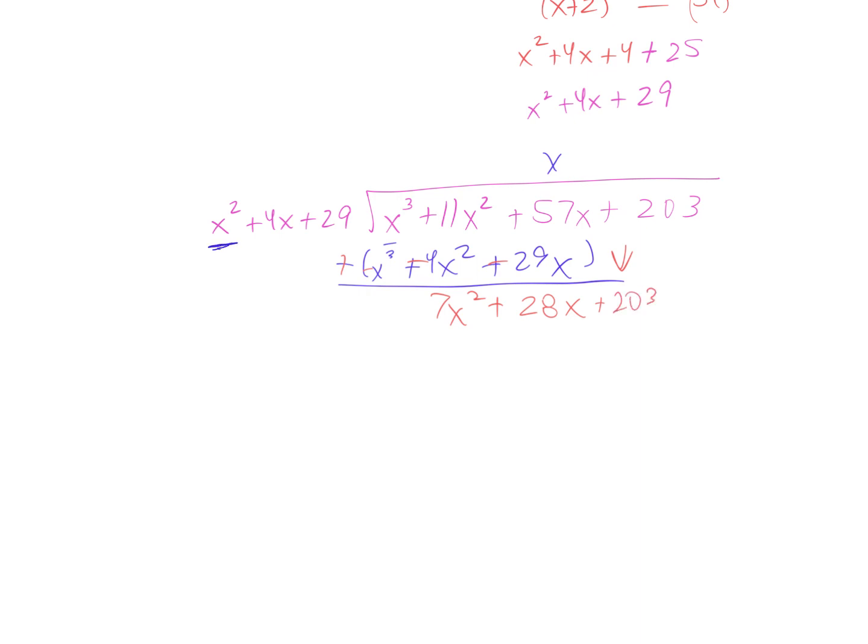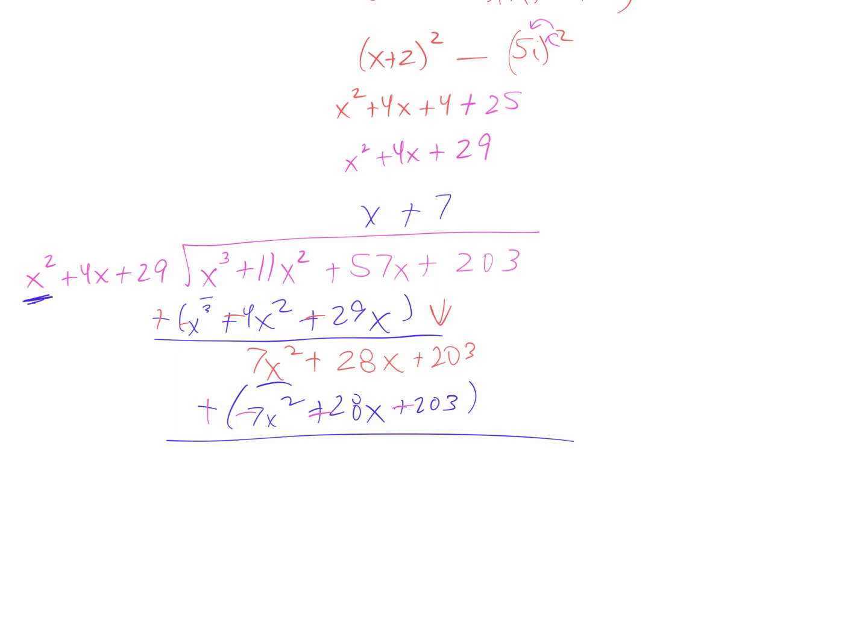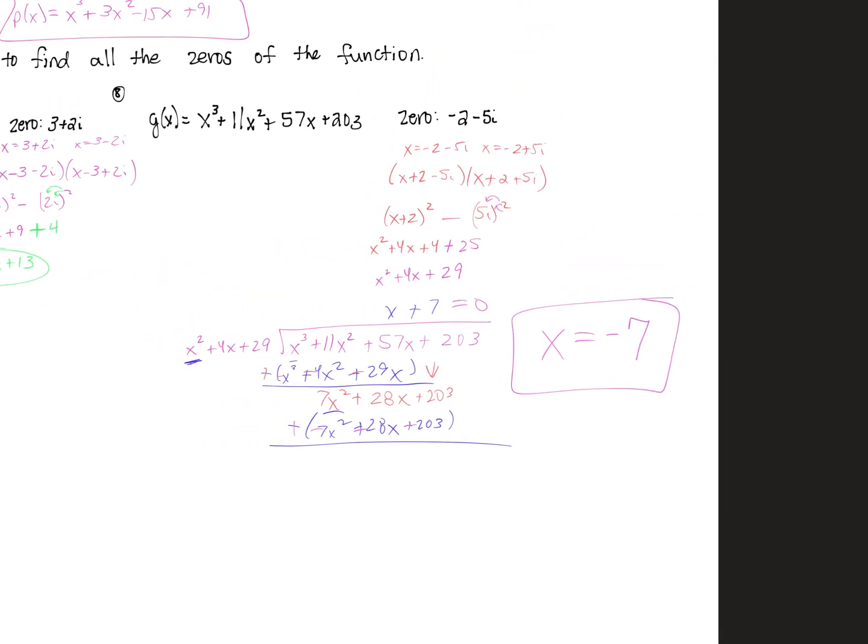So first term into first term. X squared times what? 7x squared, so plus 7. 7 times x is 7x squared. What's 7 times 4? 28. What do you think 7 times 29 is? It is 203. So then when you go through and distribute, everything cancels. So you're left with x plus 7 equals 0. So what does x equal? Negative 7. Long process, but it's the same thing. When you're given zeros, you have to multiply them together to find the polynomial that you use for long division. Everybody with me?